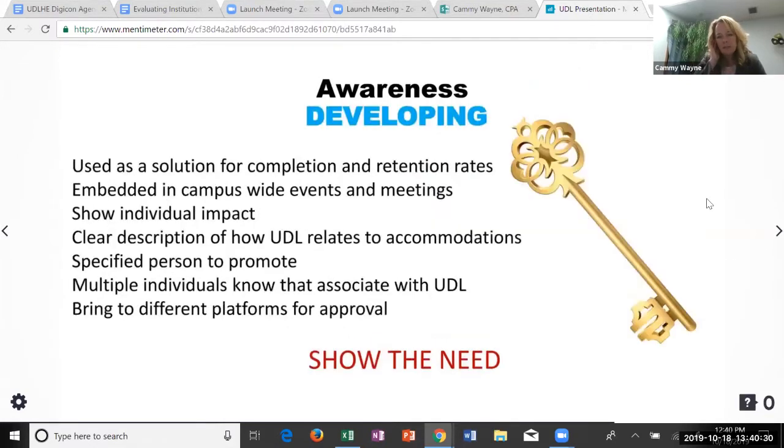As far as developing, we have to show the need. You really have to look at what that current strategic plan is at the college, what the college is focusing on, and then bring UDL in as a solution for that. A lot of our colleges are looking at completion and retention rates right now. So present UDL to them as a way to increase completion and retention rates. So what we need to do is just show them how to use UDL to solve some of their already established issues.